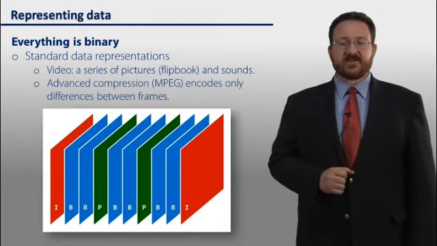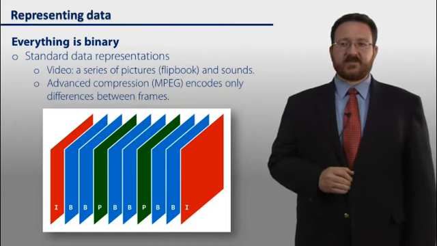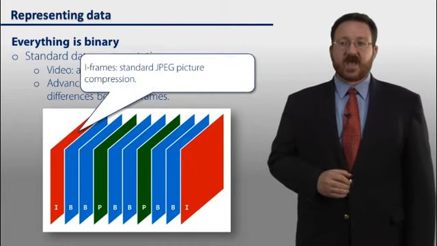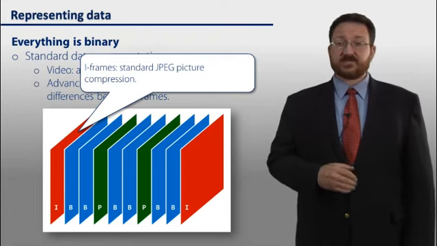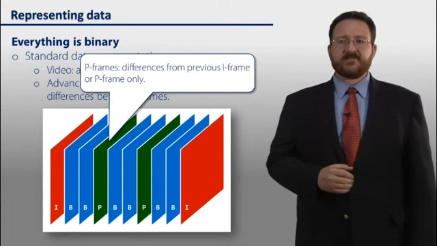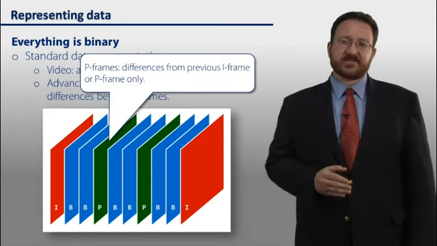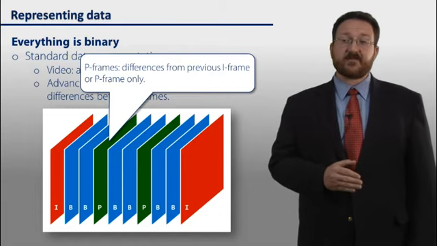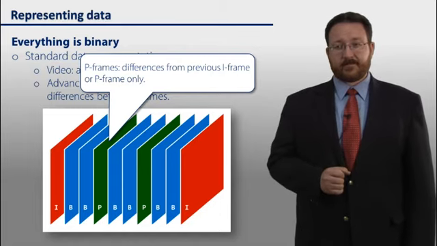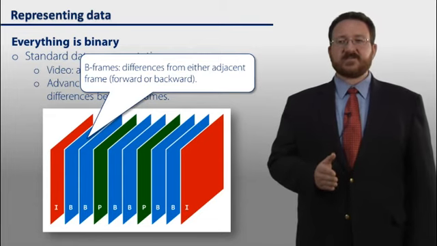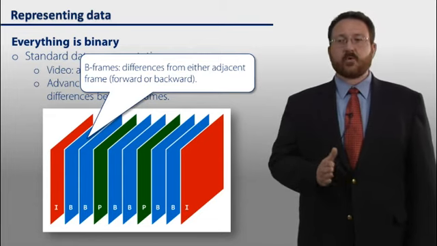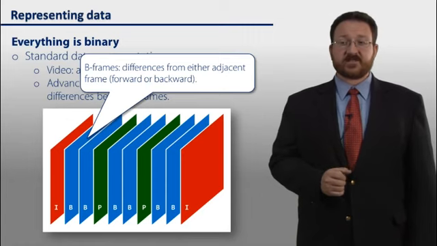MPEG has 3 different frame types: I-frames, P-frames, and B-frames. I-frames are encoded using the standard JPEG picture compression, and so these are just individual pictures, fully encoded. P-frames then encode the differences between either a previous I-frame or a P-frame. And then B-frames are bidirectional frames. They can encode differences from either the previous or the next frame, regardless of what type it is. So this can move forward or backward.